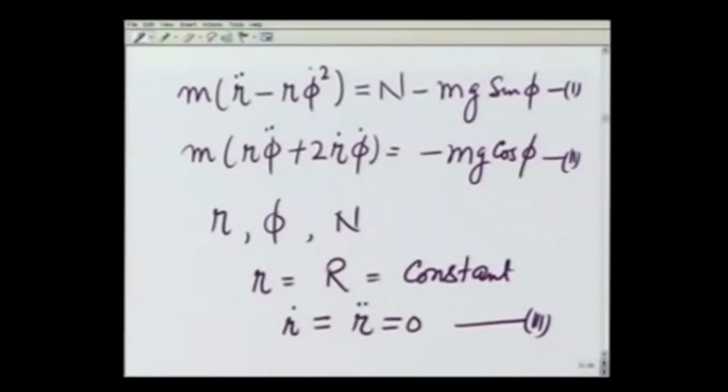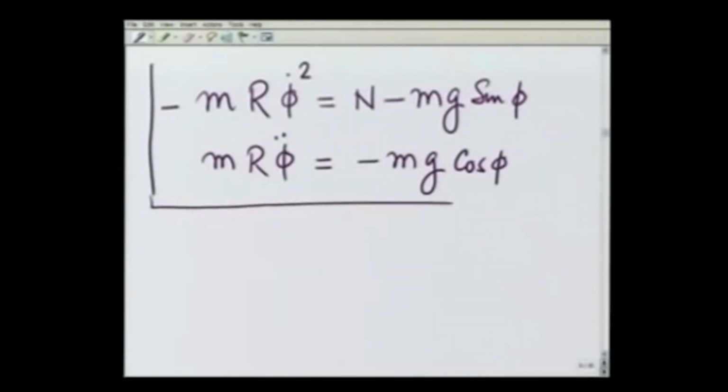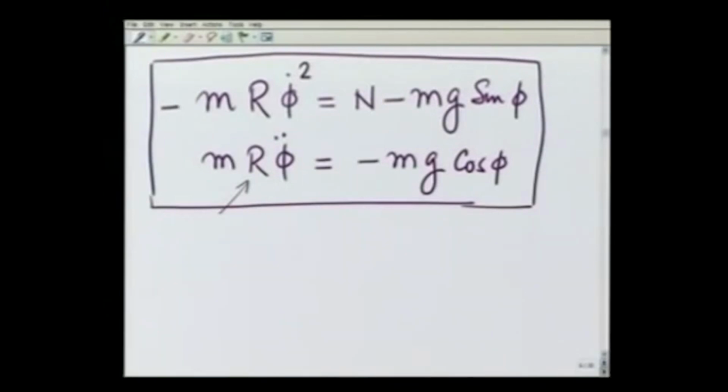So now I'm going to substitute the third equation in number 1 and number 2 and solve the resulting equations to get my answers. When I do that, I get m R phi dot square with a minus sign in front is equal to N minus mg sine of phi, and the other equation comes out to be m R phi double dot is equal to minus mg cosine of phi. It is these two equations that are going to give me N and the rate of change of phi with respect to time, r anyway is fixed by the third constraint equation.